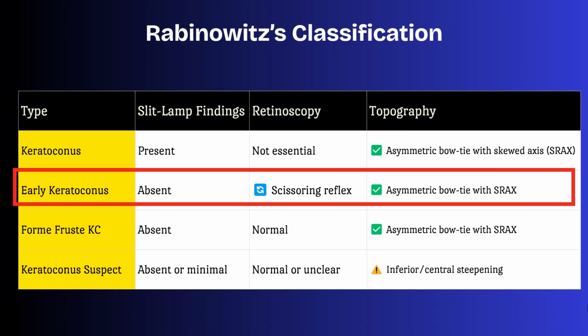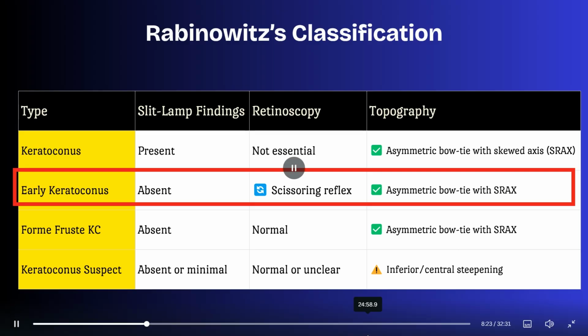Next we have the early keratoconus. Here you will not find any slit lamp signs. So slit lamp signs are absent, but the retinoscopy will reveal a scissoring reflex. The topography will still show the classic asymmetrical bow tie with a skewed axis. So this is a sweet spot for early diagnosis before the vision worsens.